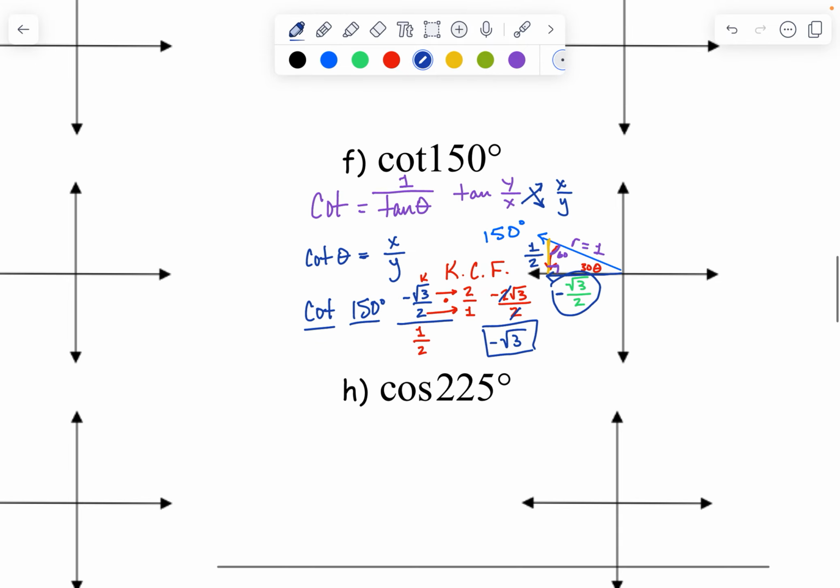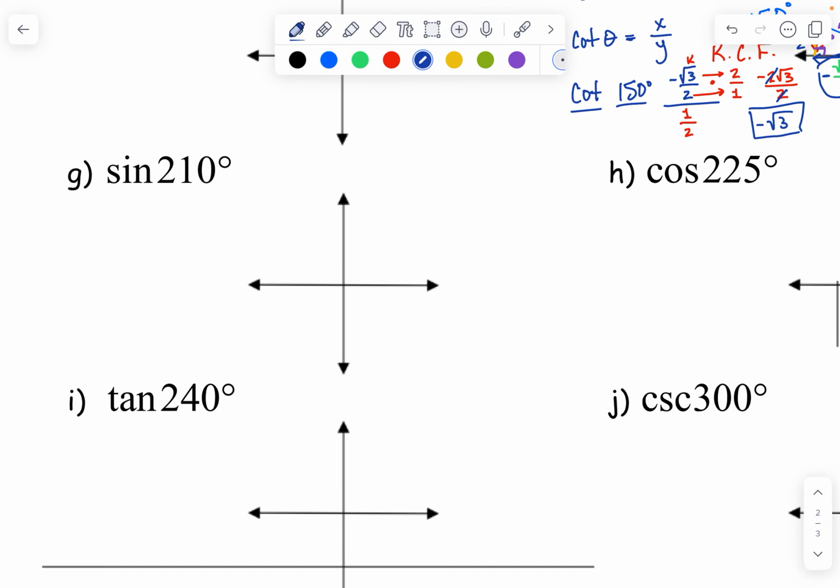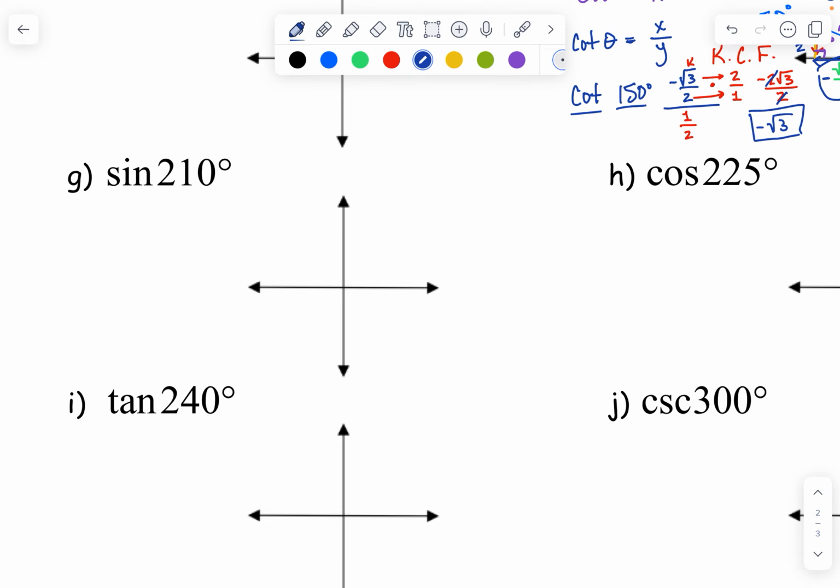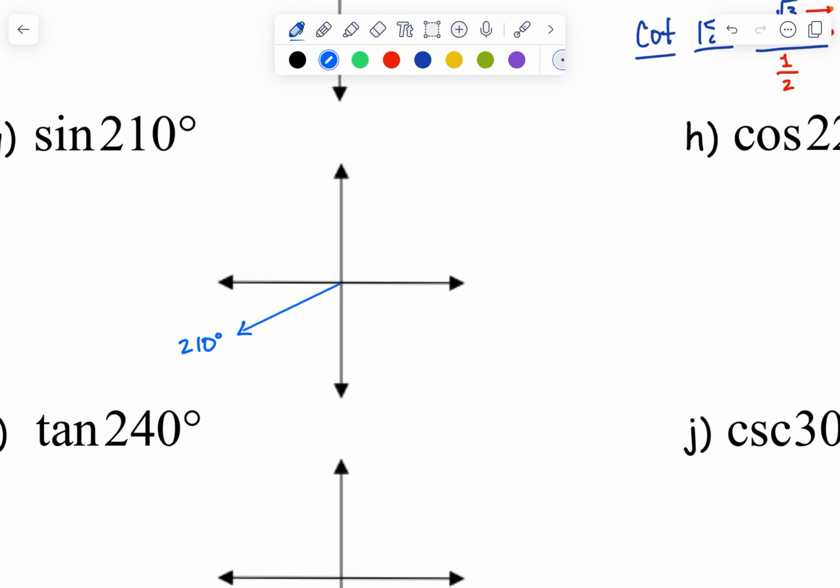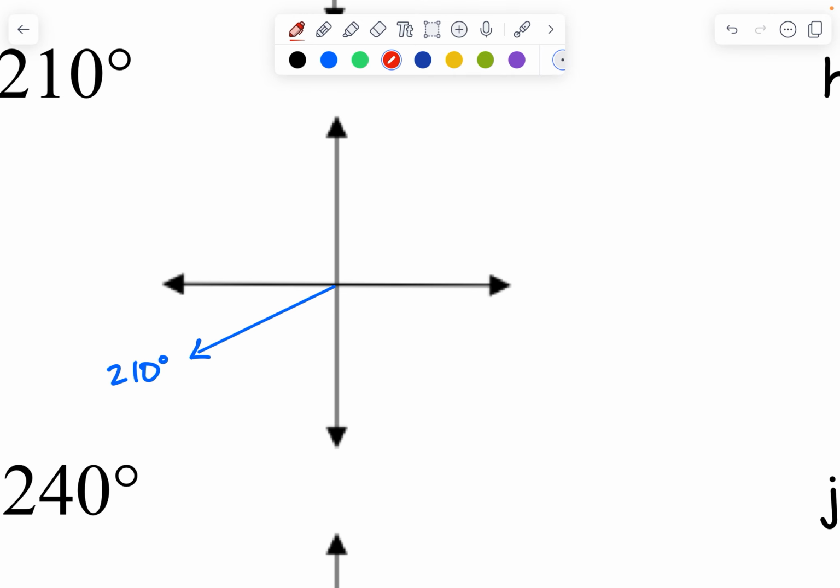I'll try one more before I get caught here. Let's go to sine 210. We started with 210 today in our warm-up. So we'll go over here to quadrant 3 where 210 is located. 210 has a reference angle of 30. So this is like a 30, 60, 90. I guess I should have picked a different one since I wouldn't do all 30, 60, 90s.